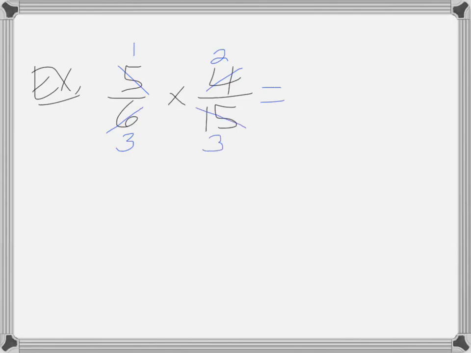Now multiply tops and multiply bottoms. On the top, 1 times 2 is 2. On the bottom, 3 times 3 is 9. So my answer is 2/9.